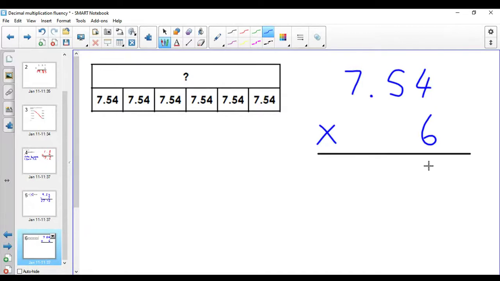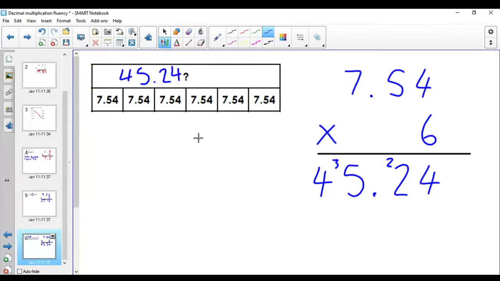So 6 times 4, 24. So that's 4 hundredths, 2 tenths. 6 times 5 is 30. Add a 2, 32, which is 2 tenths and 3 units. Ooh, decimal point. 6 times 7 is 42. 42 add 3 is 45. So the whole equals 45.24. And that's my bar model completed. I hope this helps with your fluency work that you're doing in class.